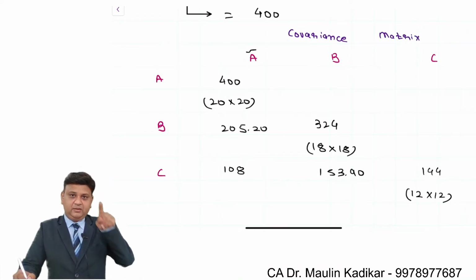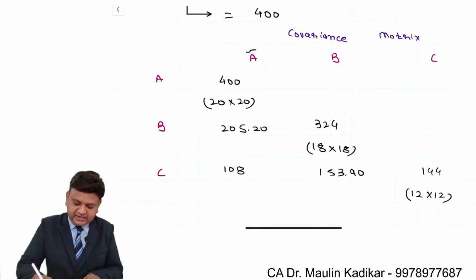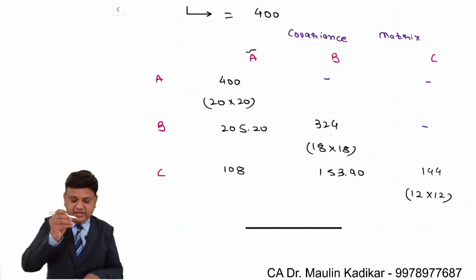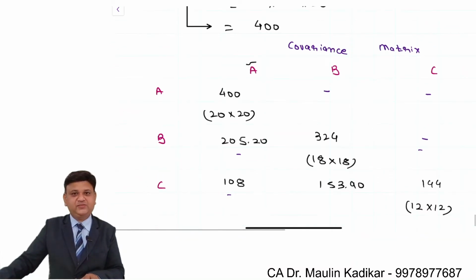A with A, A with B, A with C, B with B, B with C, C with C. Of course, we don't have to write anything over here because it is going to be repeated. That is, B with A would be 205.2. C with A will be once again 108 and C with B will be of course 153.9. So write this final table.